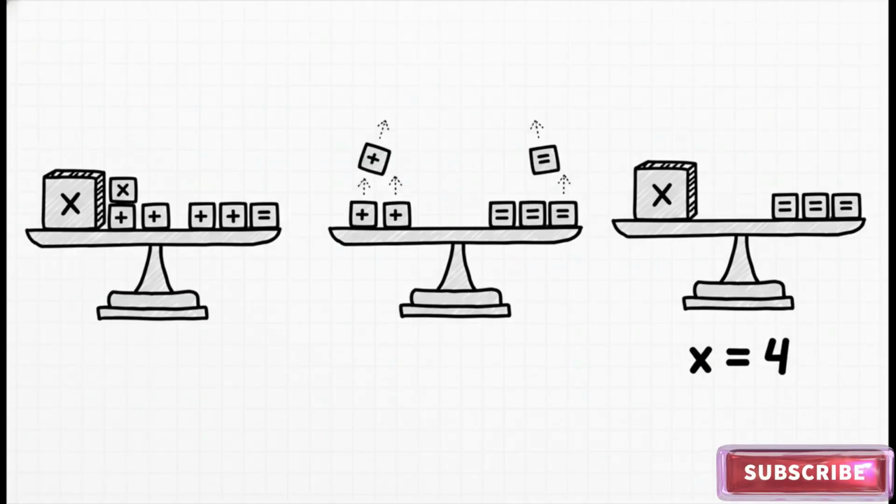Think of an equation like a balanced scale. To figure out what X is, all you have to do is keep the scale balanced. If we take 3 away from the left side, we have to take 3 away from the right side to keep it from tipping over. And just like that, the puzzle is solved. X equals 4. It's all about balance.